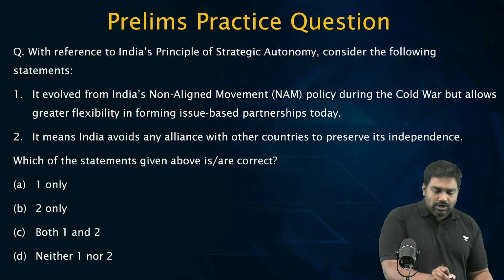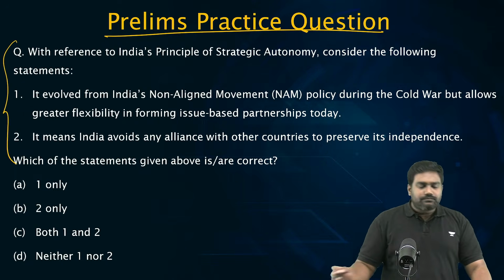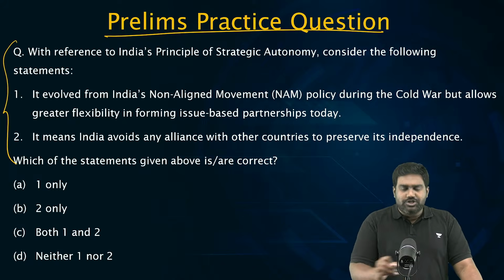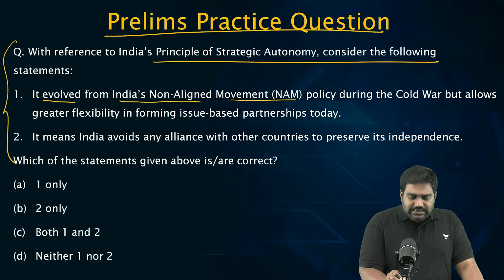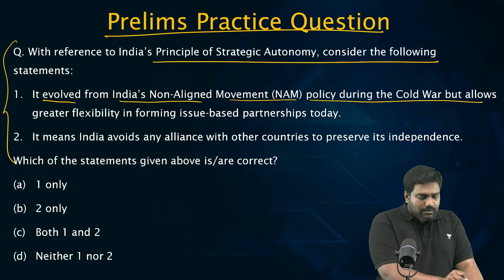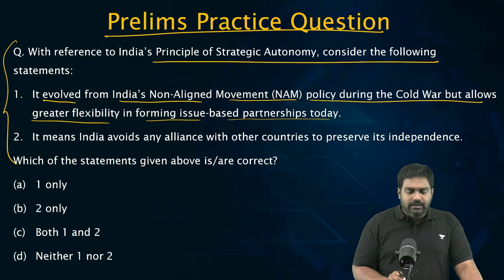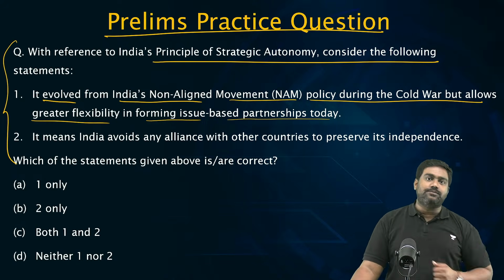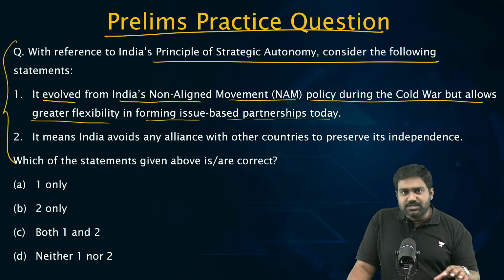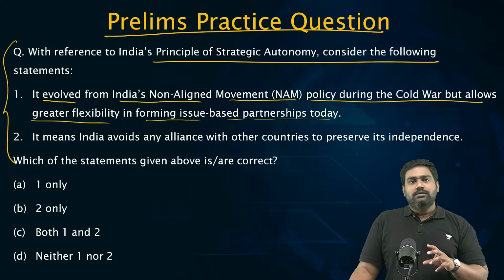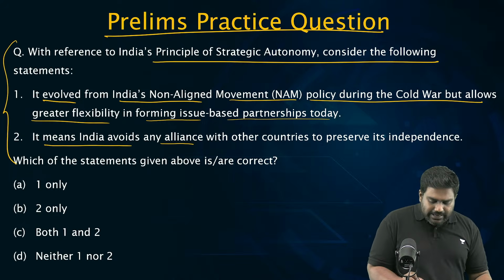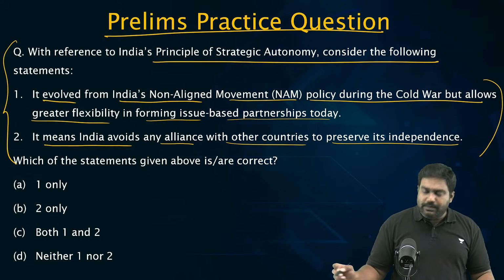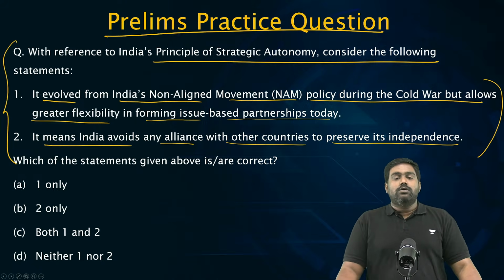Now, based on this concept, take up a practice question with reference to our principle of strategic autonomy. Consider the statements. It evolved from India's NAM policy during the Cold War, but allows greater flexibility in forming issue-based partnerships today. Is there flexibility in our strategic autonomy? Is it correct or wrong? Let me know. It means India avoids any alliance with other countries to preserve its independence. Is this correct or wrong? What's the right answer?